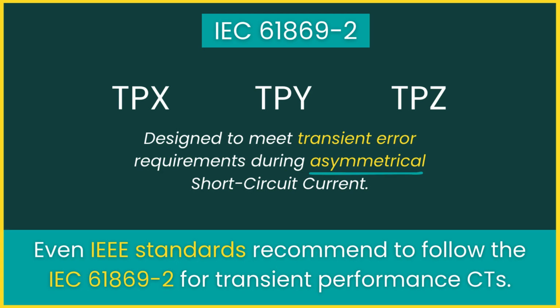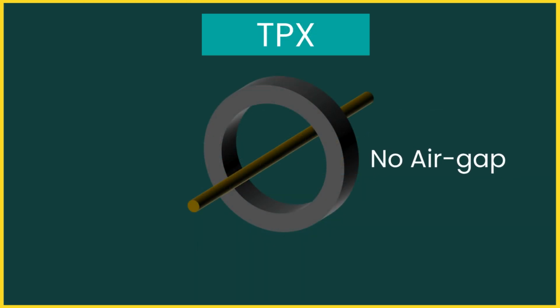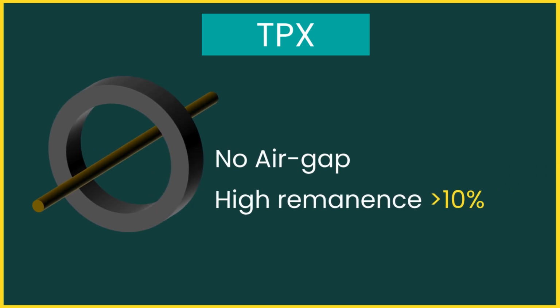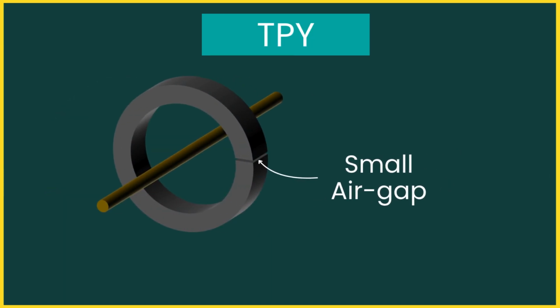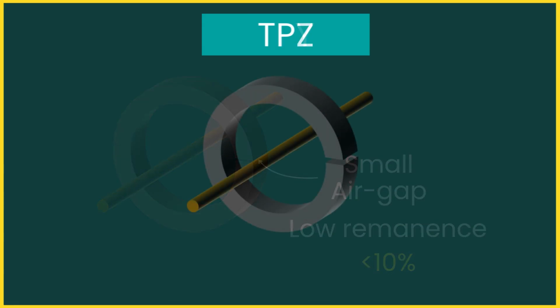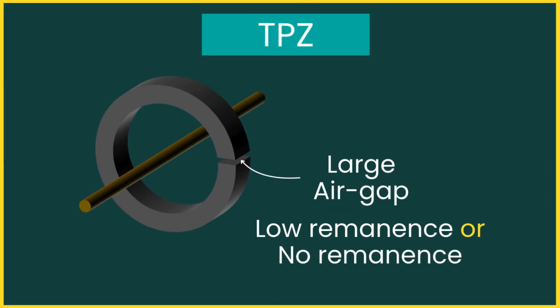Now, let's quickly see how these CTs differ in construction. TPX CTs have no air gap in the magnetic core. That means they have high remanence, the core retains magnetism after a fault. TPY CTs have a small air gap in the core, which reduces remanence to below 10%. TPZ CTs have a larger air gap and very low or no remanence.